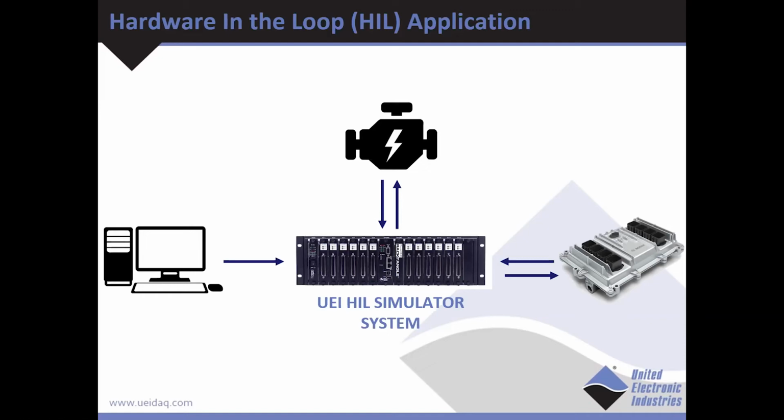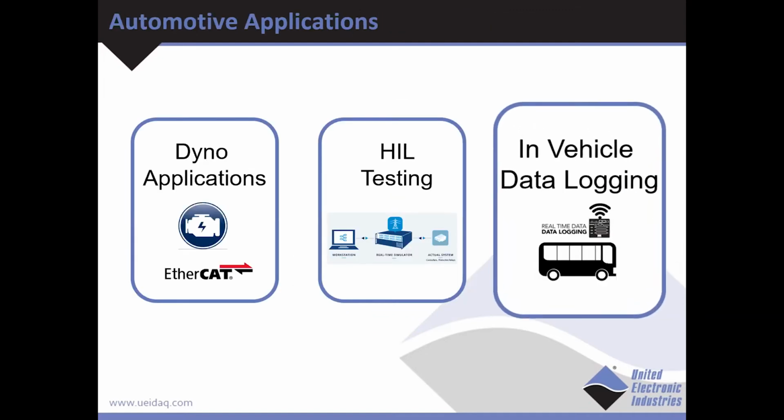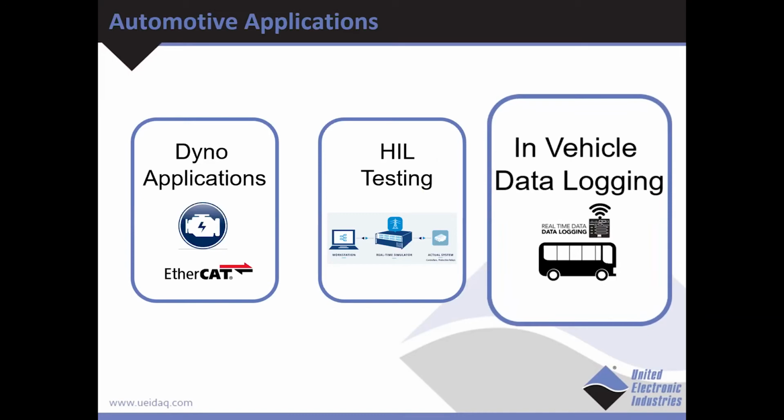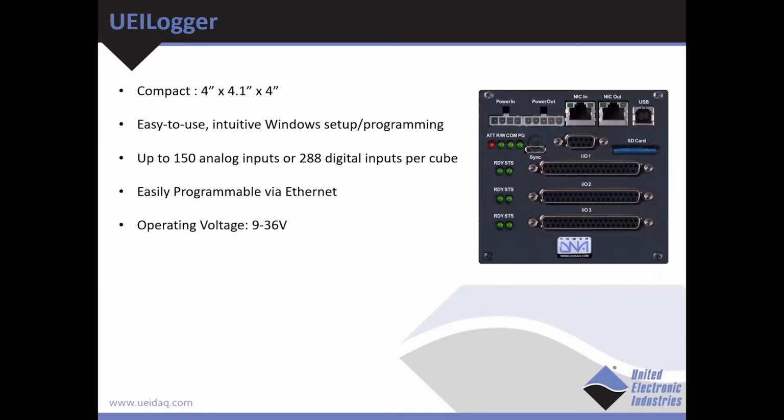Moving on, we'll be looking at in-vehicle data logging applications. You can use the UEI Cube or the rack as an in-vehicle data logger. The Cube is more suited because of its compact nature, which makes it ideal for applications where space is quite tight. For example, we've got a 3-slot cube here, which is just 4 inches by 4 inches by 4 inches, so it's nice and compact.